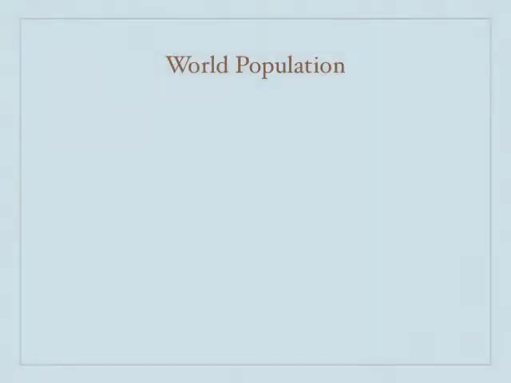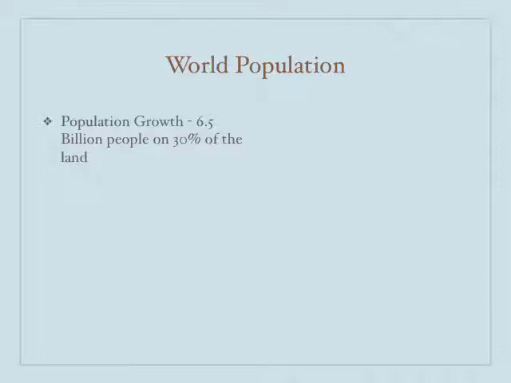Okay, so the human world. We're going to look at world population. Population growth, 6.5 billion people, only on 30% of the land that is available to the world. So I remember hearing in class today, people ask questions about overpopulation. Maybe in certain areas like large urban populations or in some countries, but overall, there's a lot more room.